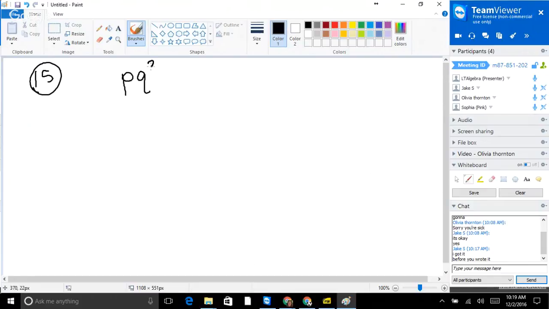pq cubed minus p cubed q, divided by pq. And the idea is to simplify this expression.